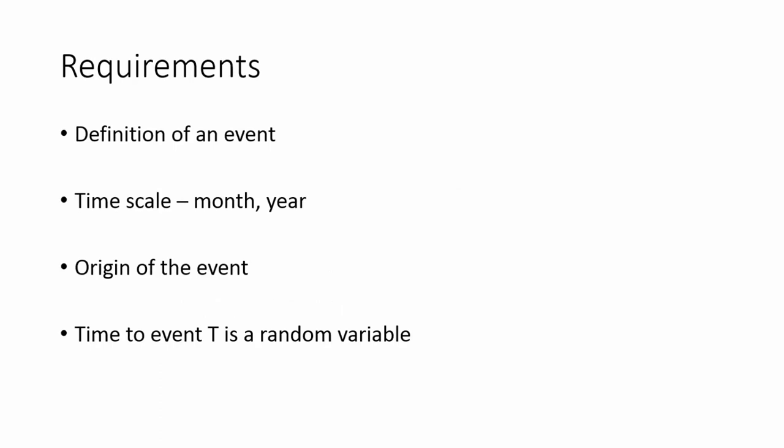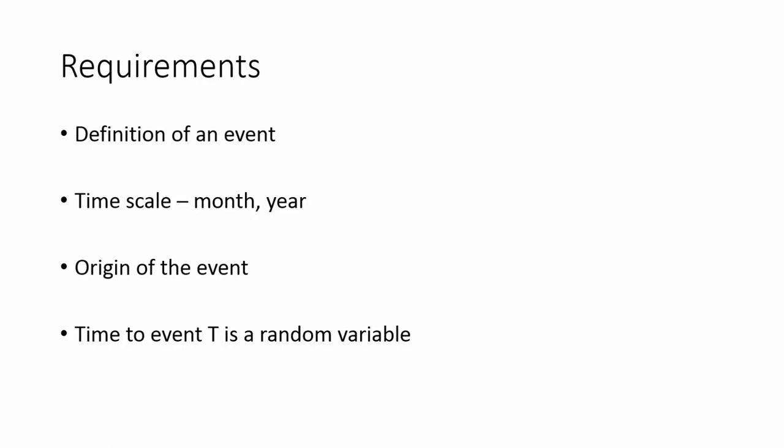First, there should be a clear definition of an event. What is an event, what is death, what is default, what is getting a job. There should be a clear-cut definition of that, and should not be any confusion at all. Time scale: are we measuring in terms of months or years or days? That is very important and should be clearly defined. Again, the origin of the event, like when it starts.